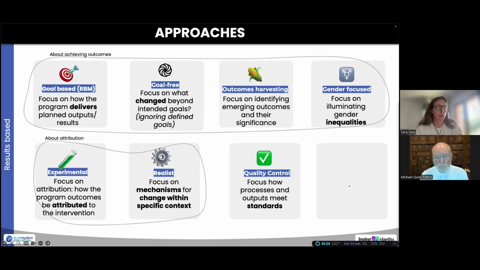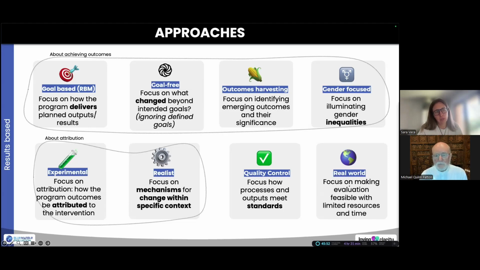Okay. So now also we have quality control that focuses on how processes and outputs meet standards. So the difference here is that where experimental and realist approaches are looking at attribution, quality control is looking at the process in the intervention to make sure that it's well done and meets standards.